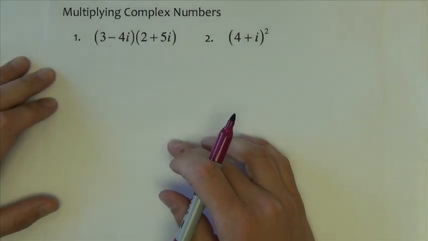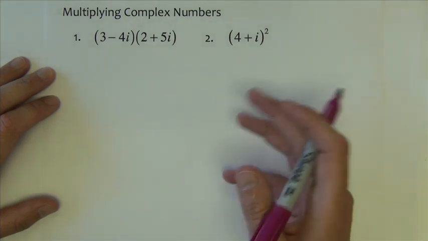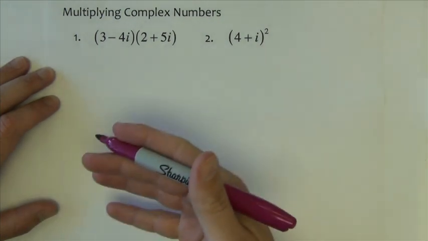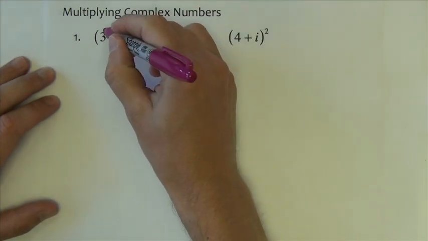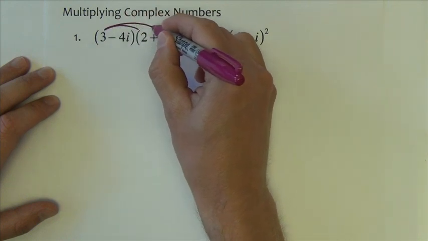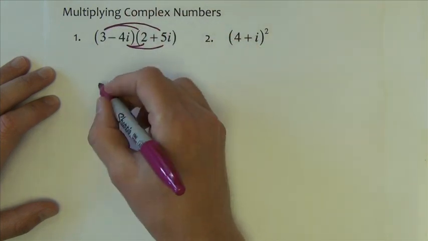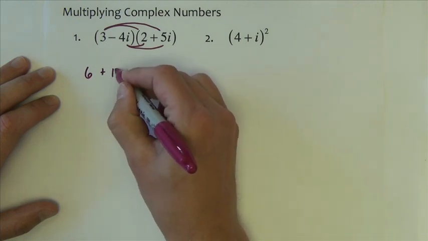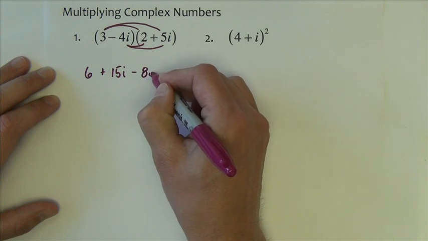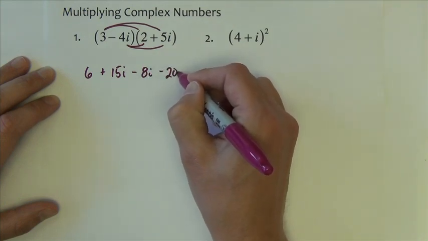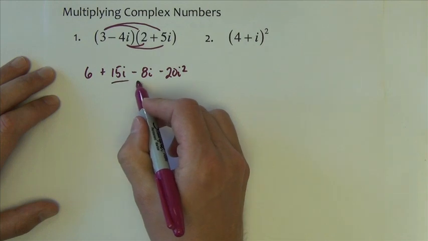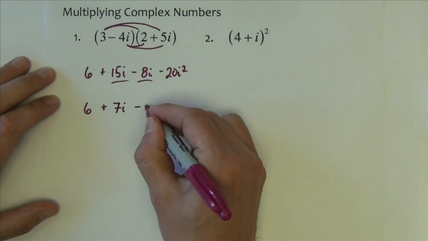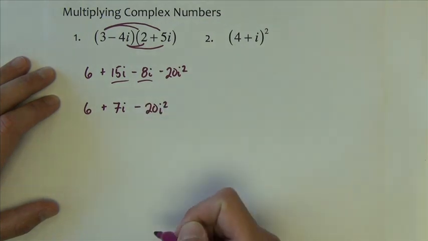When I multiply complex numbers, it's simply an exercise in distributive property. You can think like you're FOILing. Again, the i's are just variables. You treat them like they're any other variable. If I were to FOIL this, I'm going to follow the products along these lines. I get 6 plus 15i minus 8i minus 20i squared. If I combine my like terms, we have 6 plus 7i minus 20i squared.